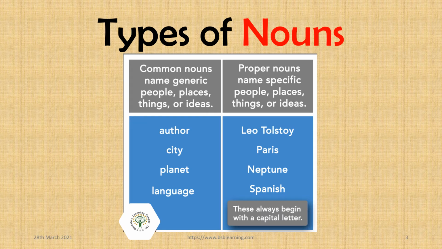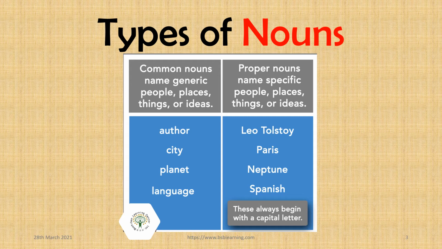A noun could be a common noun or a proper noun. When we say common noun, these are names of people, places, or things in general. For example, author, city, planet, language. Proper nouns are names of specific people, places, things, or ideas.